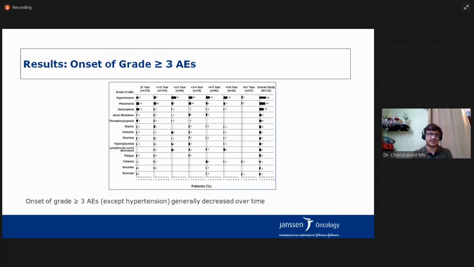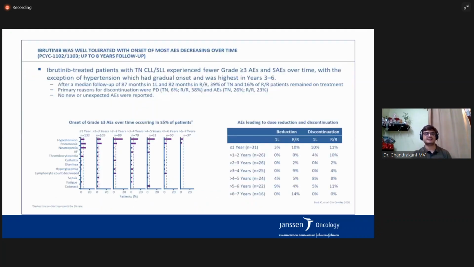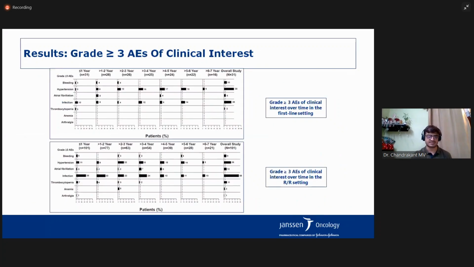And these are the grade 3, 4 adverse events. So what was most notable is hypertension. And this decreased over a period of time. The initial 3 months becomes important. And as we follow them up, these side effects can be easily handled and the complications reduce. So again, stating that these adverse events reduce over a period of time.